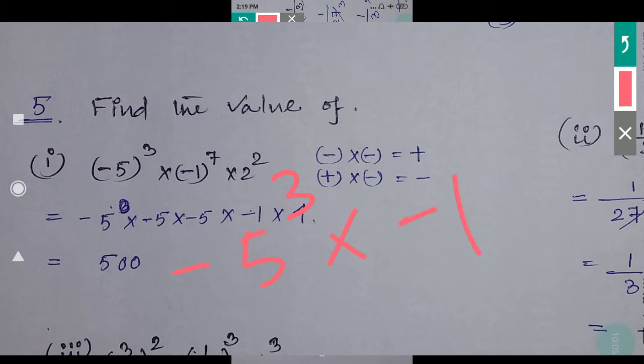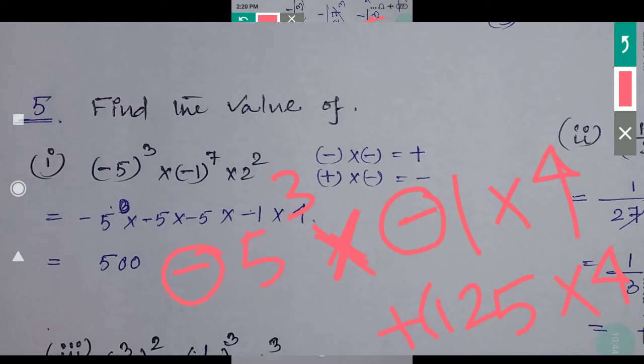Then minus 1 power 7 means how much? 1 only. Then 2 square means 4. So minus this 1, minus this 1, minus, multiplication is there. See here, multiplication is there, so this minus will be plus. So plus I'm writing here, plus into plus is how much? Plus only. So we have got the final answer plus. Now 5 cube means how much? 125 into 1, 125 only, and after that 4 is there, so 125 into 4.